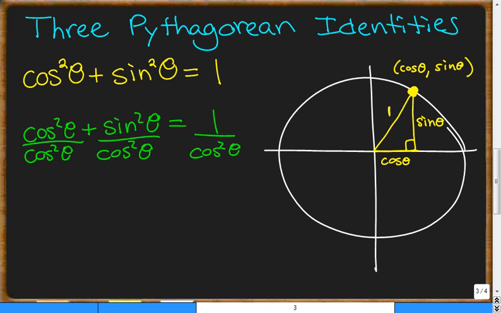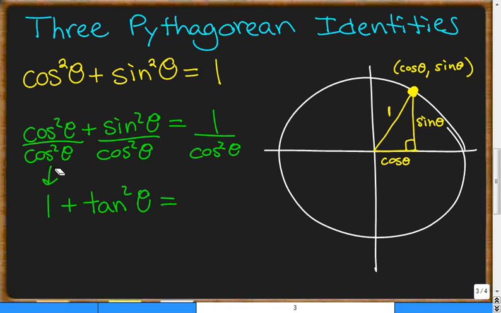Well, this creates a brand new identity. If we simplify this, well, the cosine squared of theta over the cosine squared of theta is just 1. Now, if we think about from the previous page, we can figure this out. Sine squared divided by cosine squared. Okay, think about what sine over cosine is. Sine over cosine we found was tangent. So sine squared over cosine squared is actually tangent squared of theta.